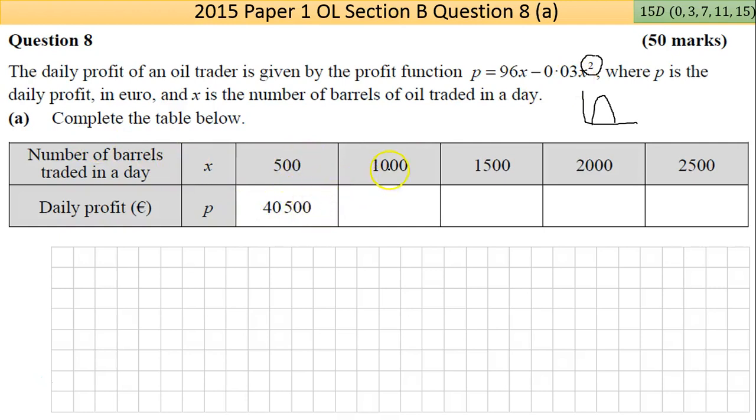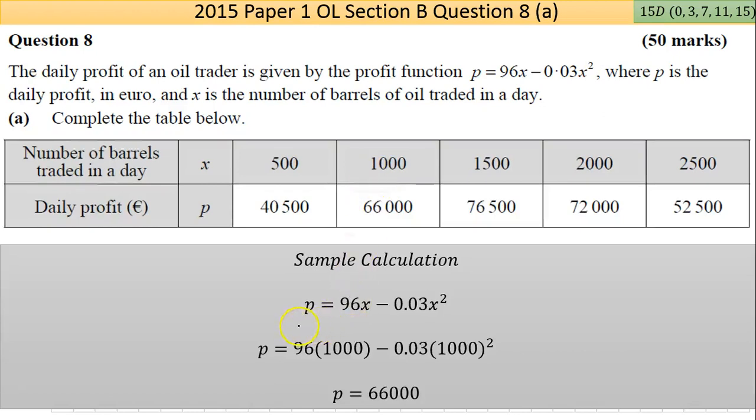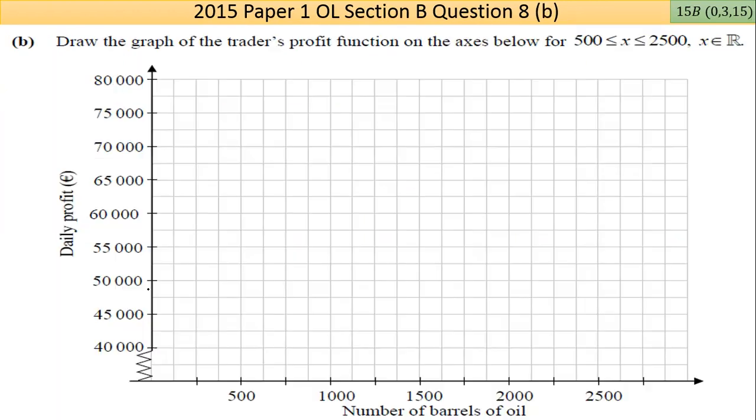So, rinse and repeat. So, 1,000 into the formula. We'll go to the answer in the next page. I've done a sample calculation here where I put 1,000 in instead of X. So put that into the calculator, you get 66,000. I can just backspace, delete the 1,000, put in 1,500 and go again. Get 76,500. Put in 2,000 instead of X, get 72,000. And lastly, put in 2,500 instead of X in both places. And I get my 52,500. So that's part A. Move on.